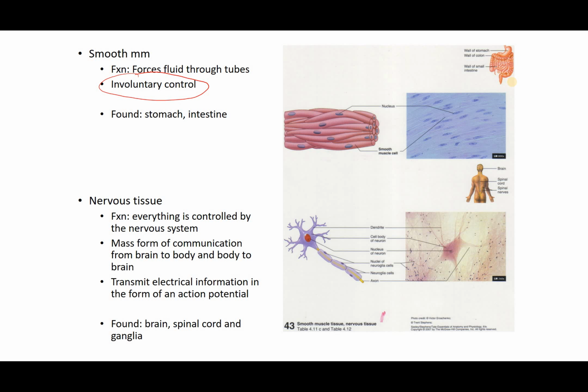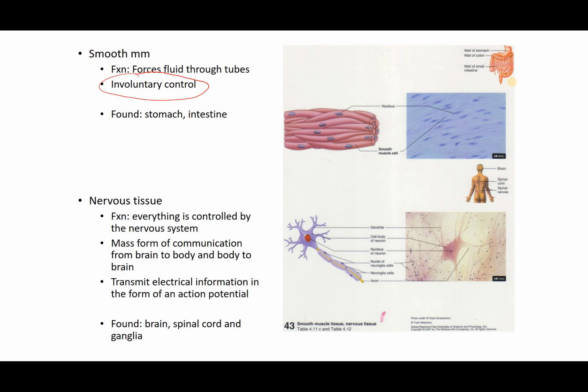Nervous tissue, its function is to control everything. Really it's brain, spinal cord, and the nerves that go with it. Their job is to control everything. Mass form of communication from brain to body and body to brain. Okay, that's afferent and efferent communication. We'll talk about afferents and efferents later.